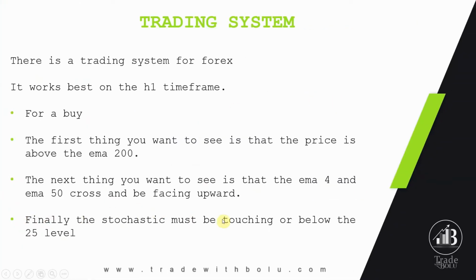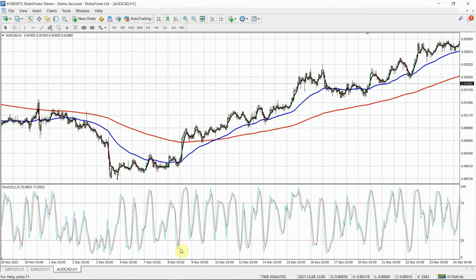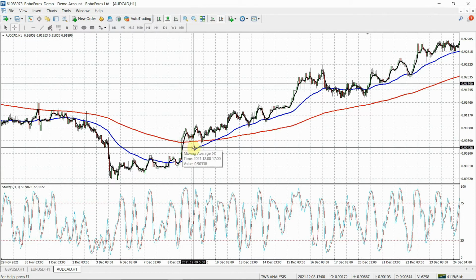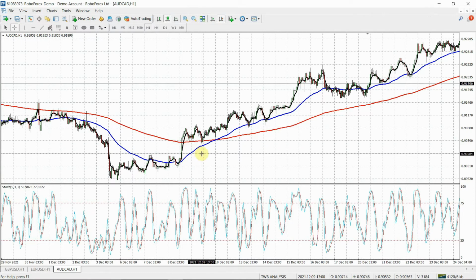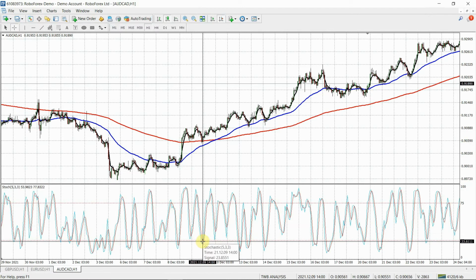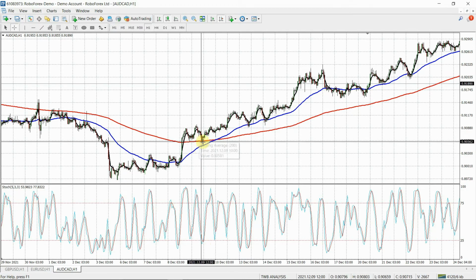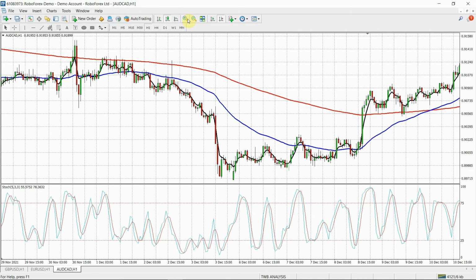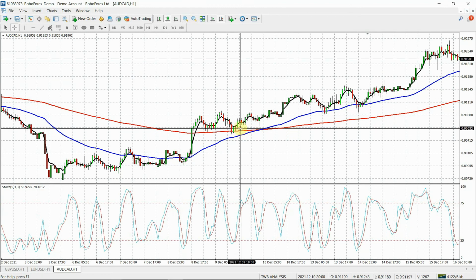And then finally, the stochastics must be touching or below the level 25 for you to take the buy. So we have the stochastics here touching or below level 25. You can see it touched the level 25 here. So that's how we got into the buy, and 15 pips is the expectancy up. All right, that's exactly it. This is how 15 pips will look like on the market, and then I could zoom in so you see better. Okay, so we have 15 pips here.